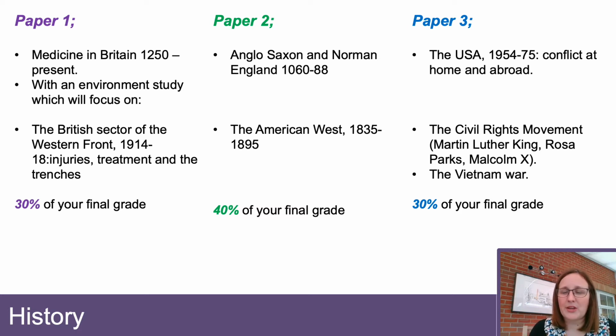The third paper that you study is the paper 3 exam, and that's worth 30% overall. It's one exam really, but we look at 2 different topic areas. It's the USA, conflict at home and abroad. So the conflict at home is the civil rights movement, looking at the work of Martin Luther King and Malcolm X and Rosa Parks. And the conflict abroad is looking at the USA's involvement in the Vietnam War.